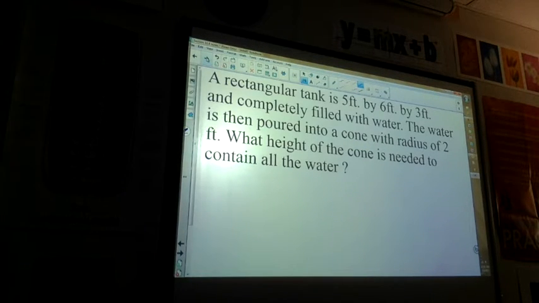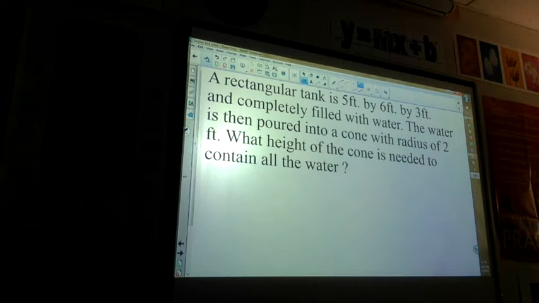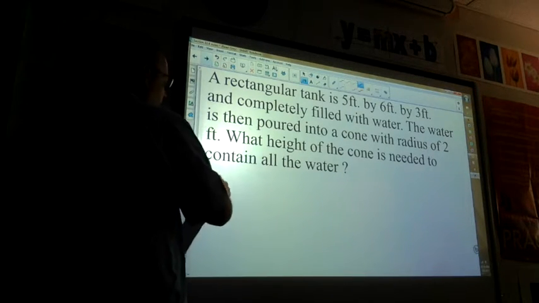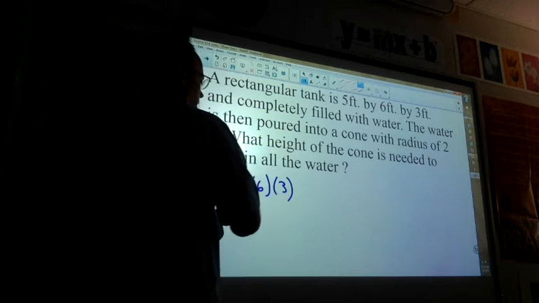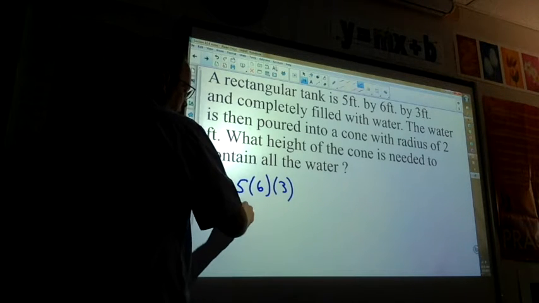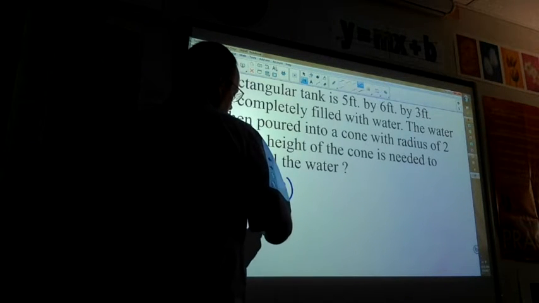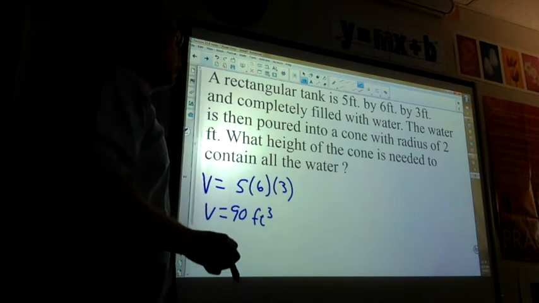A rectangular tank is 5 feet by 6 feet by 3 feet. It is completely filled with water. The water is then poured into a cone with a radius of 2 feet. What height of the cone is needed to contain all the water? Let's find the volume of our tank. 5 times 6 times 3 is 90. So the volume of the tank is 90 cubic feet. So we have 90 cubic feet of water.